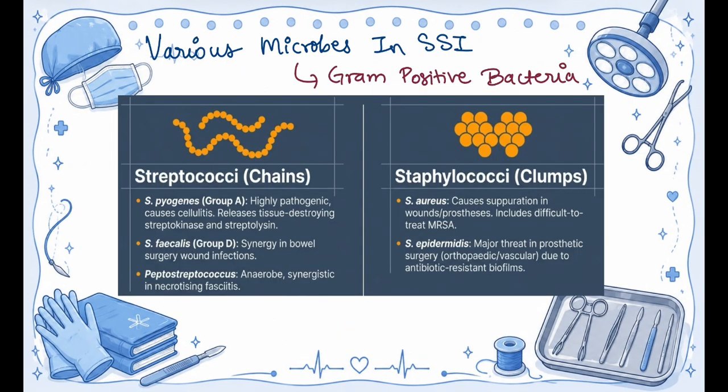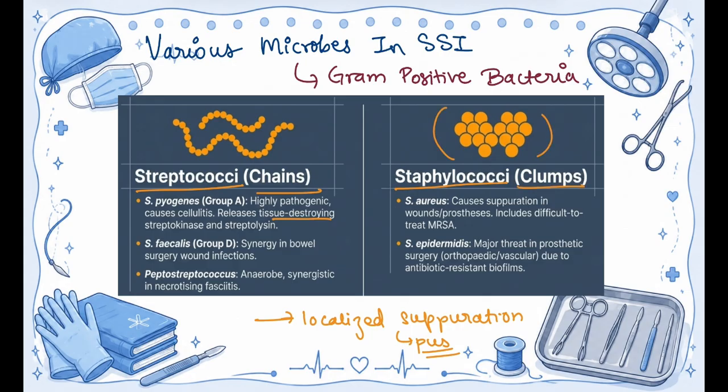Let us look specifically at gram-positive cocci. These pathogens primarily drive localized suppuration. This is the formation of pus. Streptococci form long chains. They actively destroy surrounding tissue. In contrast, staphylococci form tight clumps. They tend to cause heavily localized, walled-off infections. Understanding these specific pathogens is absolutely vital.